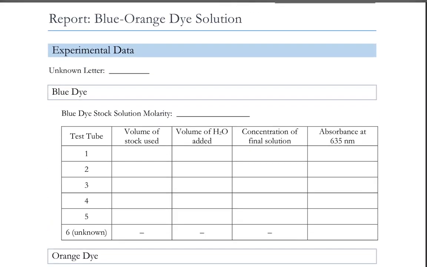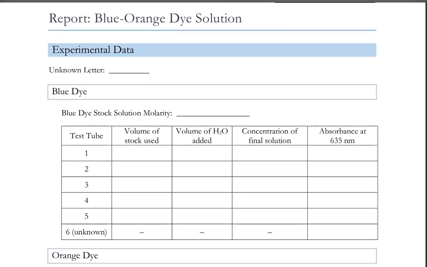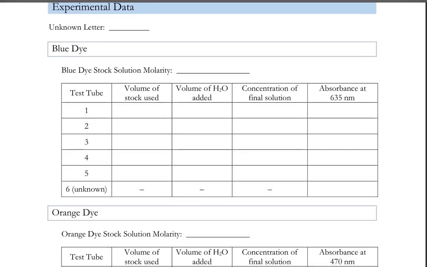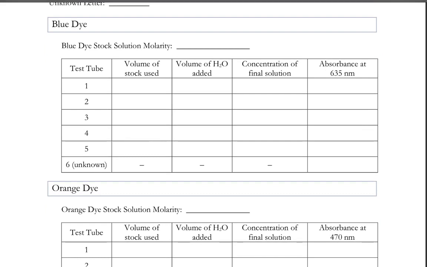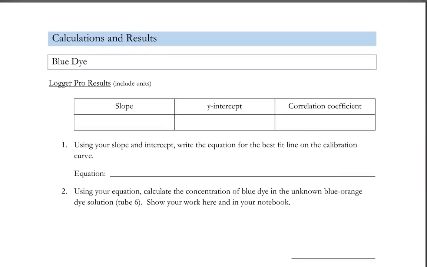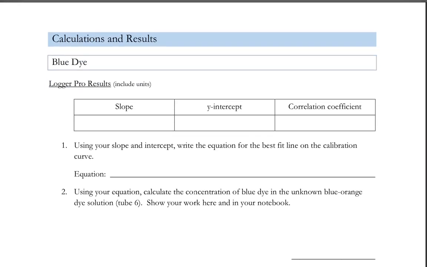So we talked about already the first part of the experimental data. All the absorbances, those are of course what we measured with the spectrometer and LabQuest for both the orange dye and the blue dye. And over here in the calculations and results, we will put the slope from our graph, from our calibration graphs. We will have that for the blue dye, and we will also have a similar bunch of information like this for the orange dye. So the slope, the y-intercept, the correlation coefficient, which hopefully is close to 1, very close.